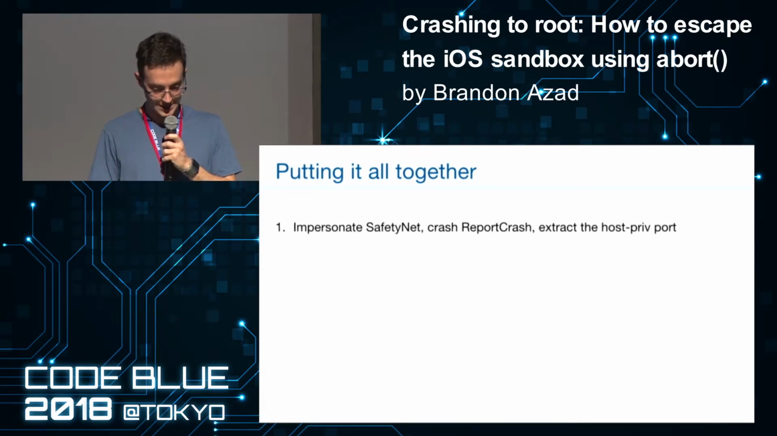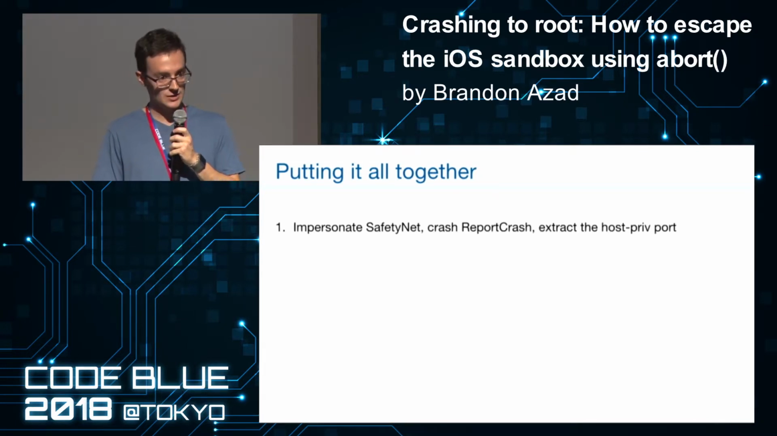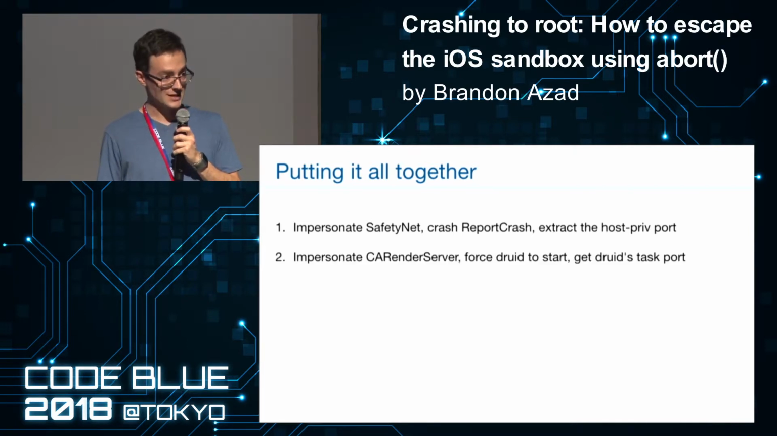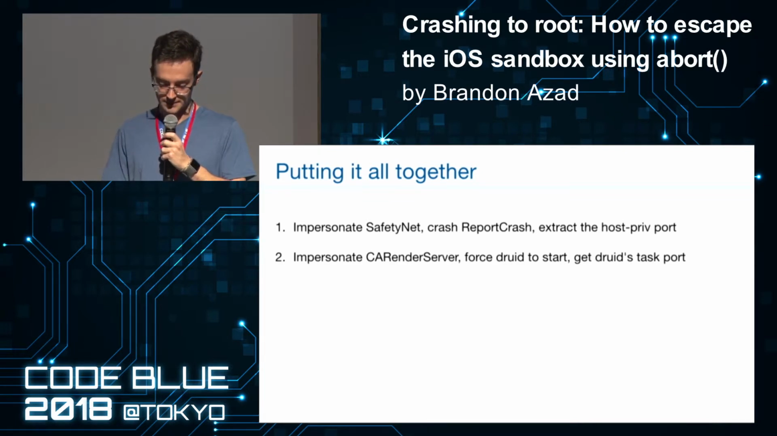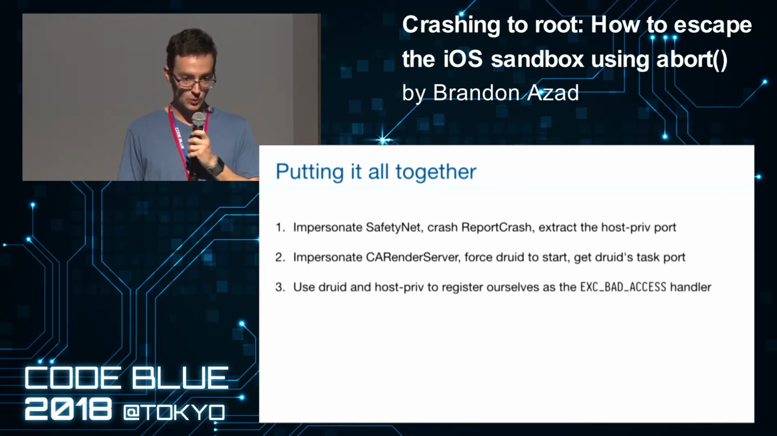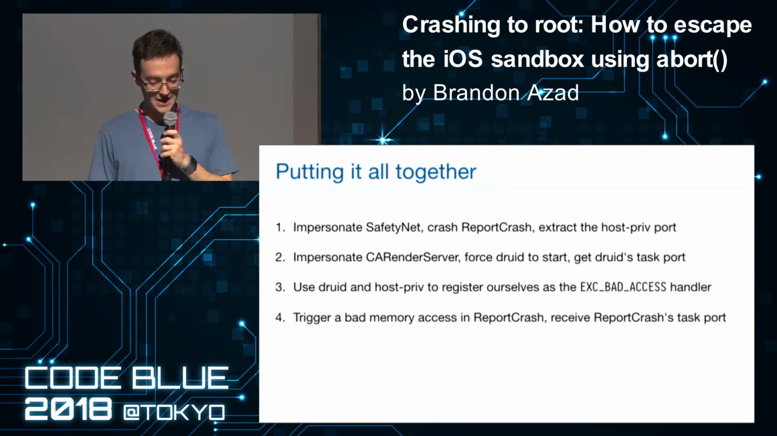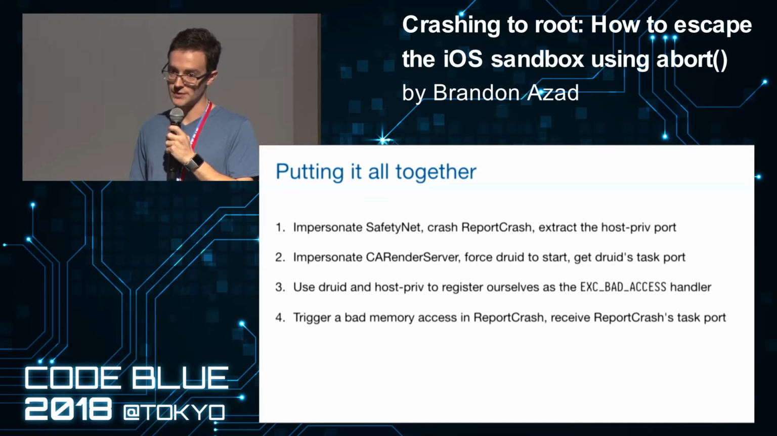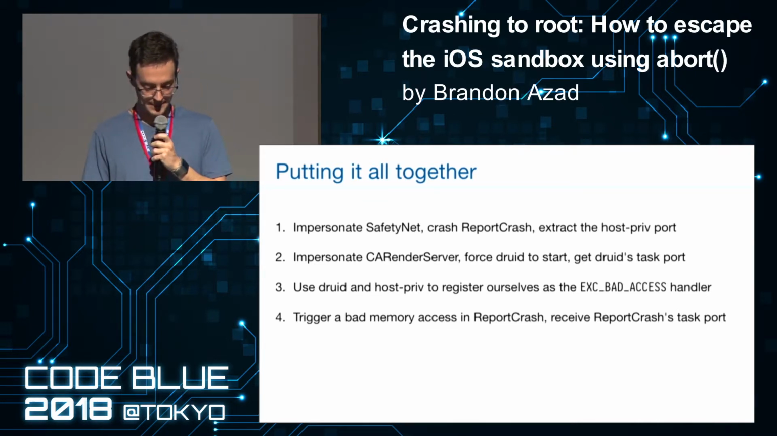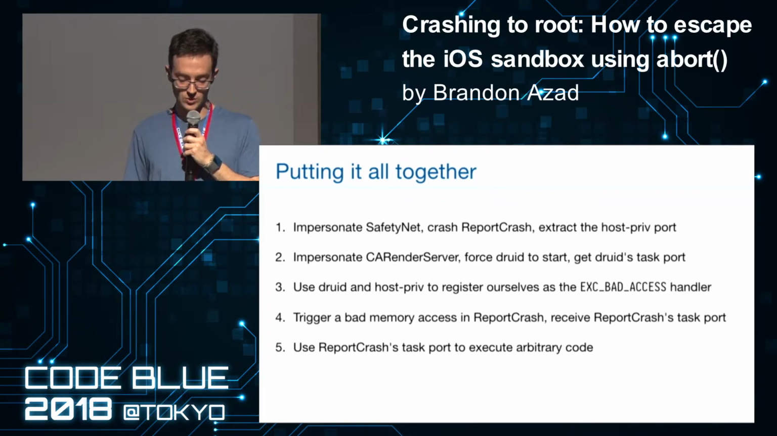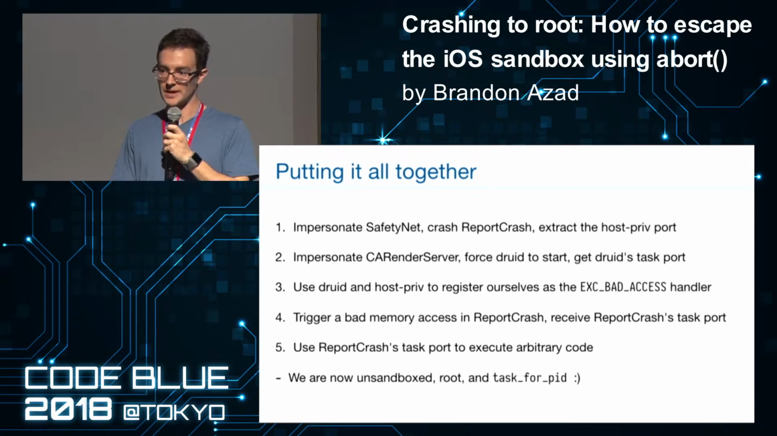So first, we impersonate SafetyNet, trash report crash, and extract the host proof port. Next, we impersonate CA render server, force Druid to start, and get Druid's task port. Then we combine the host proof port with unsandboxed code execution inside the Druid process to register ourselves as the host level exception handler for X bad access. Next, we trigger a bad memory access and report crash, causing us to receive report crash's task port a second time. And finally, we use this task port to execute arbitrary code. And at this point, we are now unsandboxed, root, and have task for PID.